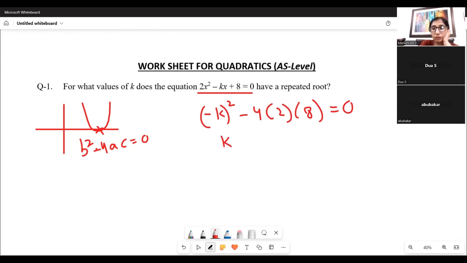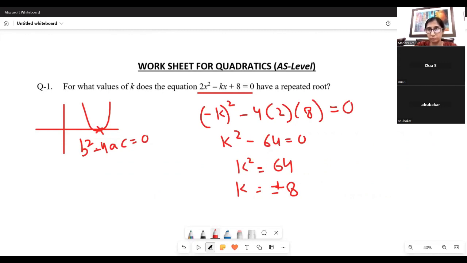So we have k square minus 64 equals 0. k square equals 64. k equals plus minus 8. That is question number 1. Question number 2.